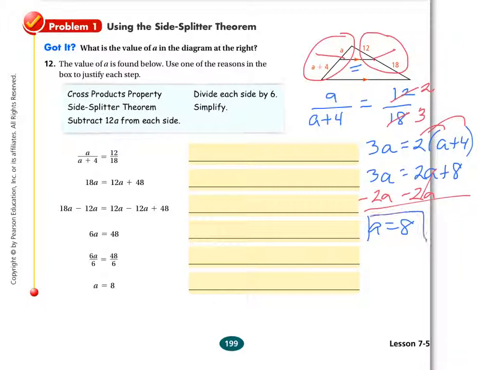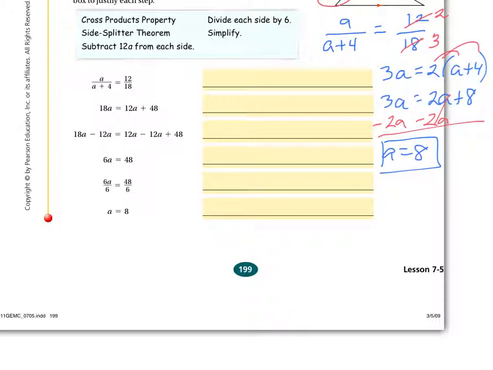Haven't we answered the question? That's all you're going to do. So we just have a new type or new way to set up a proportion in this particular section. All right, look at the next page.